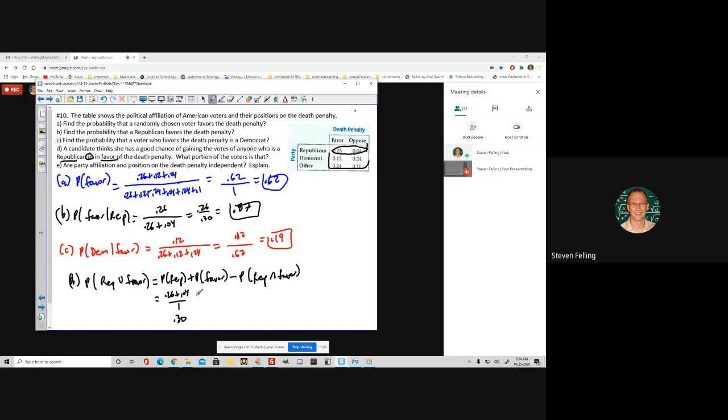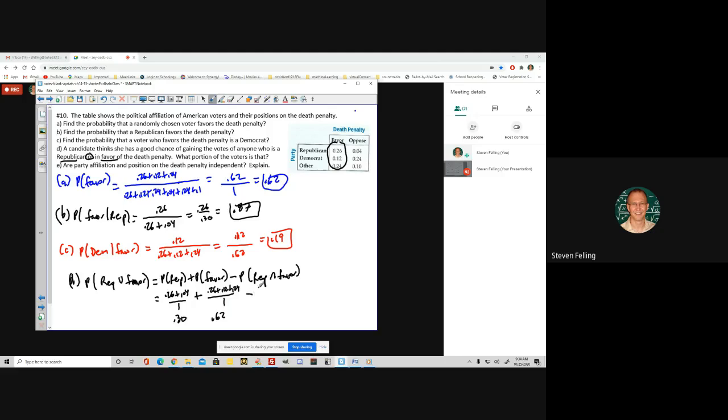Okay, so 30% Republicans plus the probability of favoring the death penalty would be, all right, so now we're talking about the favor people, right? That turns out to be, let's see, the 0.26 plus 0.12 plus 0.24 out of the 100%, which is 62%. So if I just add them up, Republicans and also the favoring, I'm going to get 92%. But that's a little too high because these people that were at this intersection here got counted twice.